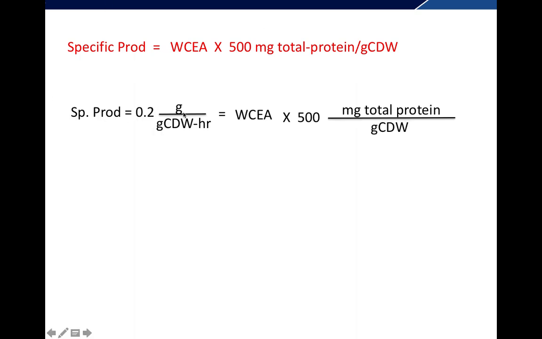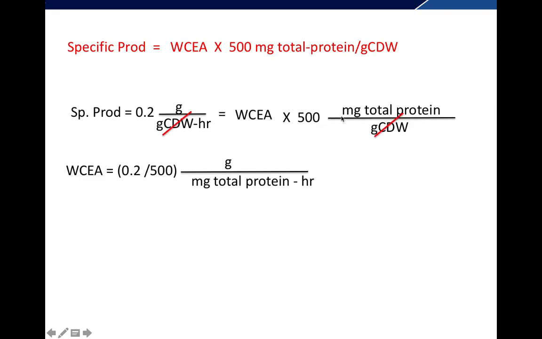So the specific productivity that we just solved on the previous slide is equal to the whole cell enzyme activity times this conversion factor. We can cancel out those units and we end up getting 0.2 divided by 500. And then the units in this right now are grams per milligram of total protein per hour.